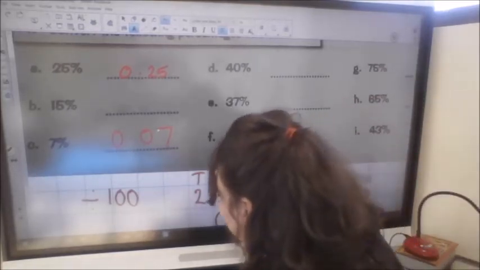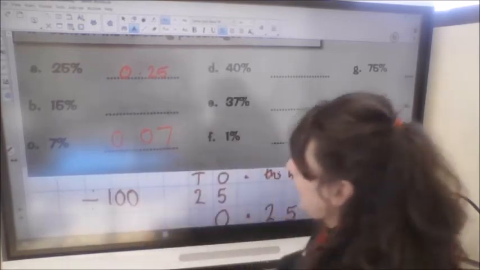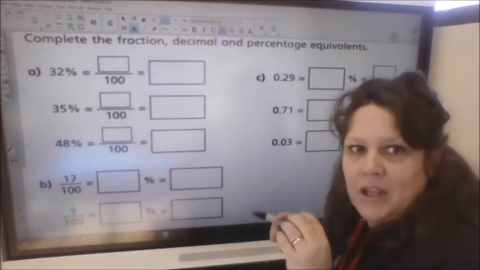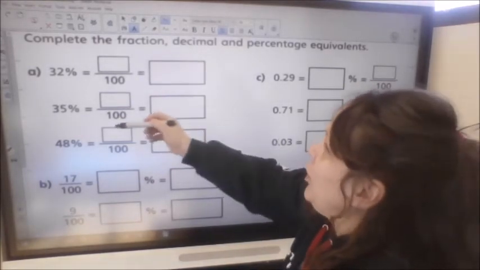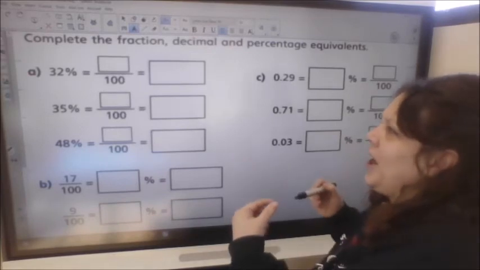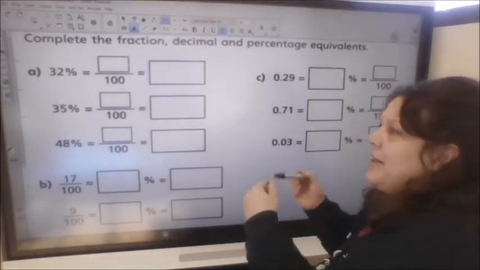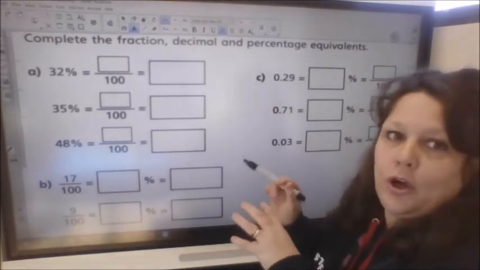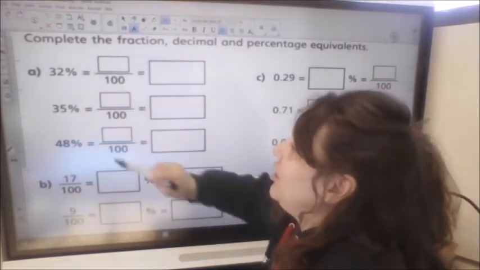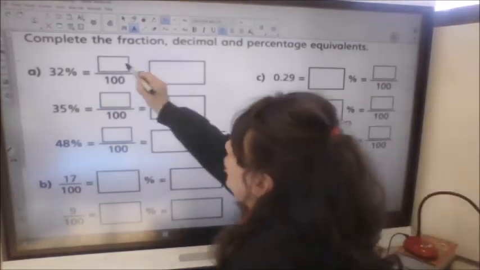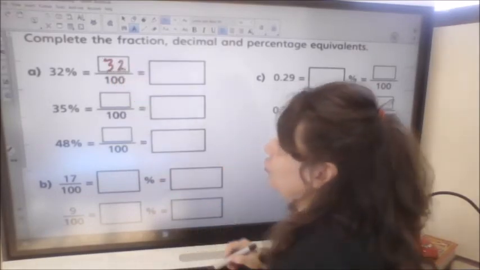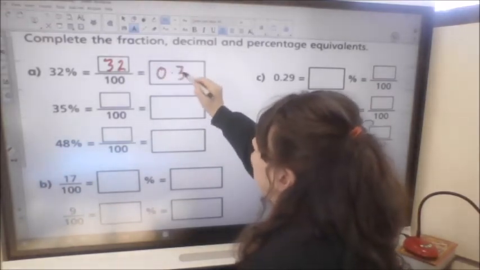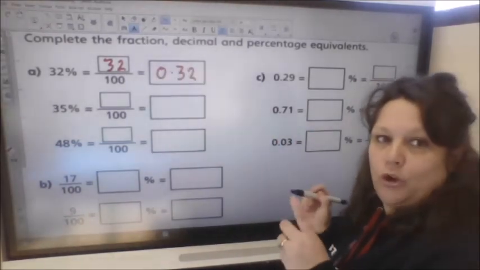Okay, year 6, let's have a little look then at our final activity before you go on to the challenge. So what we're going to do is create the fraction, and then we're going to do our division, and we're going to put our decimal equivalent. Okay, so we've got 32%. We know that means 32 out of 100, and so our decimal will be 0.32 because we'll divide by 100.